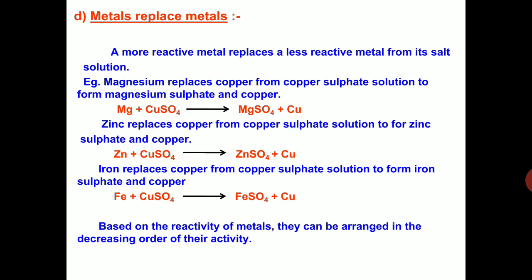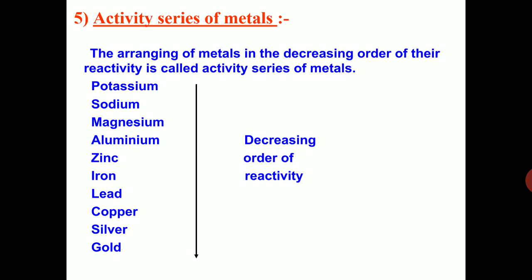We understood that some metals are more reactive, some are less reactive, some are moderately reactive. So a more reactive metal displaces a less reactive metal from its solution. That is what is known as displacement reaction. So what is displacement reaction? The reaction in which a more reactive metal displaces a less reactive metal from its solution is called a displacement reaction. So here we have to understand the reactivity series of metals.